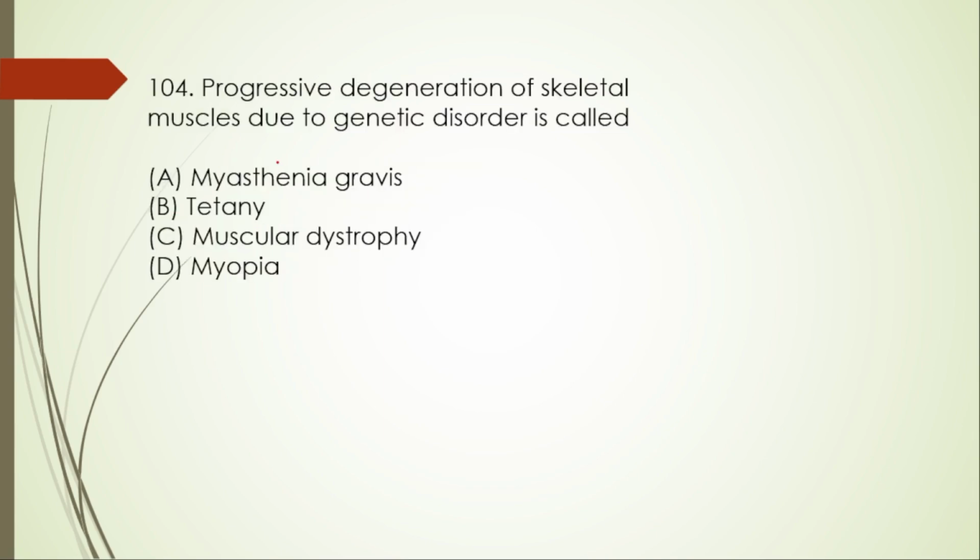And then last one, that is the 104th question. Progressive degeneration of skeletal muscles due to genetic disorder is called A. myasthenia gravis, B. tetany, C. muscular dystrophy, and then D. myopia. So here the right option is option C.